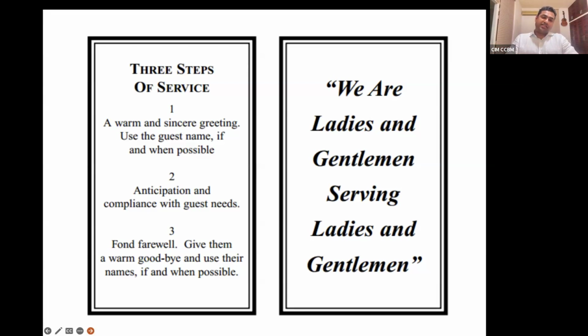So a warm and sincere greeting. Use the guest name if and when possible. Anticipation and compliance with guest needs. And give them a fond farewell, a warm goodbye, and use their name if and when possible. This is called the Ritz-Carlton Credo. This is a printed card that they keep in their pocket to remind them every day the kind of service brand they are.